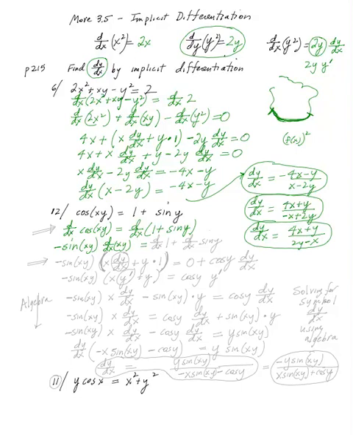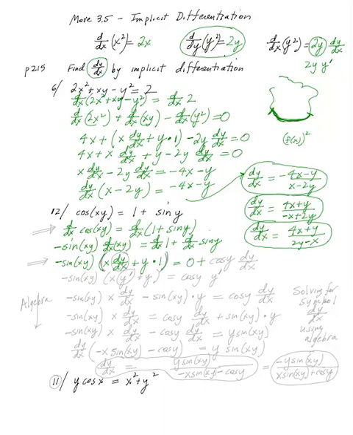Okay, derivative of a sum is the sum of the derivatives. So the derivative with respect to x of xy, I need the product rule. That's a product. So first times the derivative of the second plus second times the derivative of the first. Product rule. Equals, the derivative of 1 is 0.